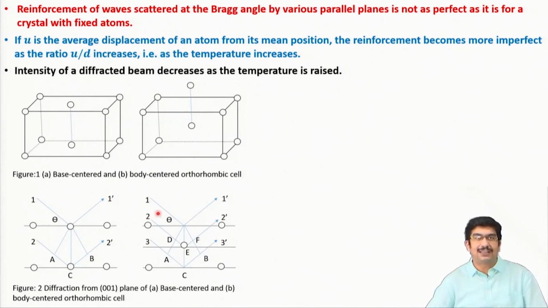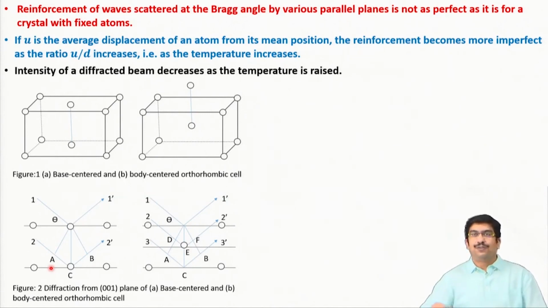When we imagine that this d value is changing, the reinforcement will not be that perfect from a parallel set of planes. And obviously that will affect the final intensity, because only in the event of extreme constructive interference will we get the highest intensity. If anything less than this, if any partial interference happens, then the intensity will automatically decrease.